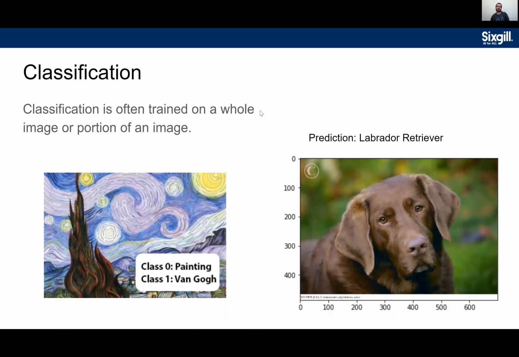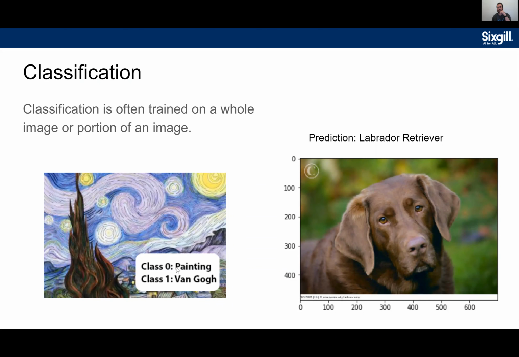Classification. Classification is often trained on a whole image, or you can do a portion of an image, like a static portion where you always want to crop to a certain point and always look at what's in that specific point or something. And then here's an example of a prediction return for this image of a dog. I trained this on dog breeds and it predicted Labrador Retriever, which I think is correct for this.